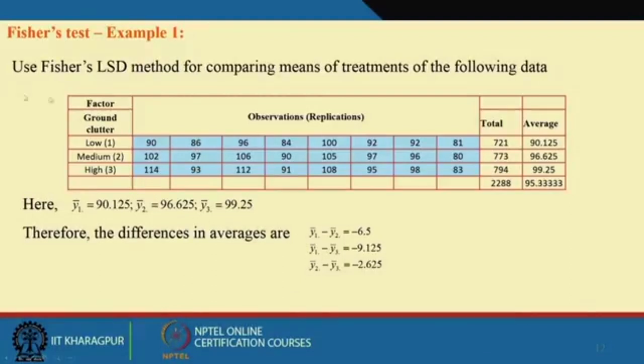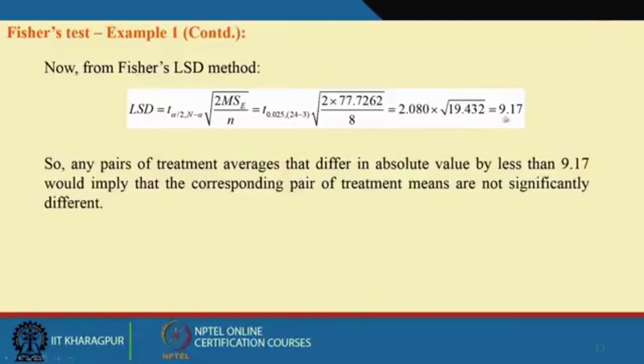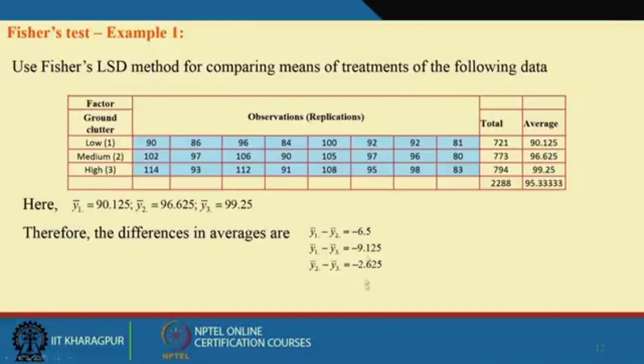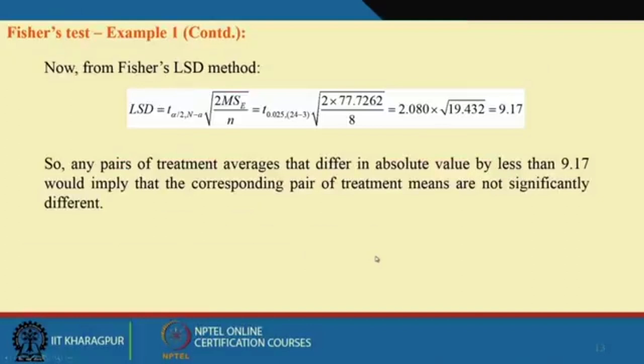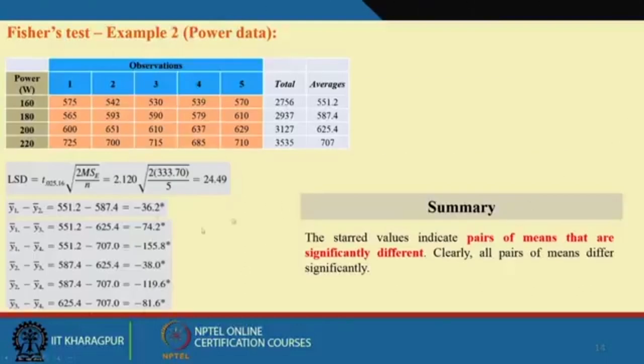Okay. So, here again in the cluttered data, you find this one we already computed, and the LSD value is 9.17. You see none of these values in absolute terms is more than 9.17. Only y1 dot bar minus y3 dot bar is close to 9.17, but as it is less than 9.17, we are saying no pair of means is different. And in the etch rate data case, even using Fisher LSD, you find that the pairs are significantly different.